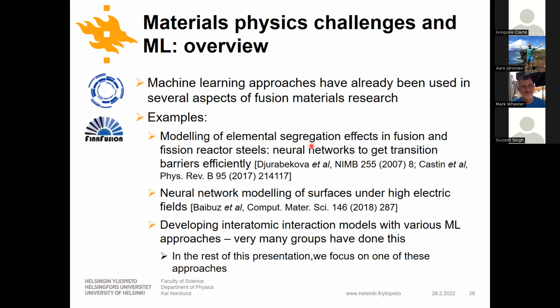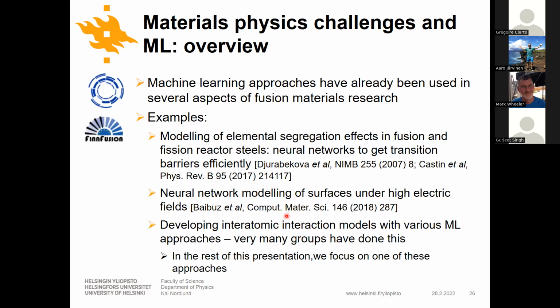When materials are subjected to long-term neutron irradiation, there is a risk that initially homogeneous materials, some elements start to segregate, and this will change the materials properties, which is not desirable. Also, more recently, in the last 10 years or so, in Flora's group, they have developed a new code to model surfaces under very high electric fields, also using neural networks. This is partly related to arcing in fusion reactors, partly actually related to stuff happening in accelerators and so on.